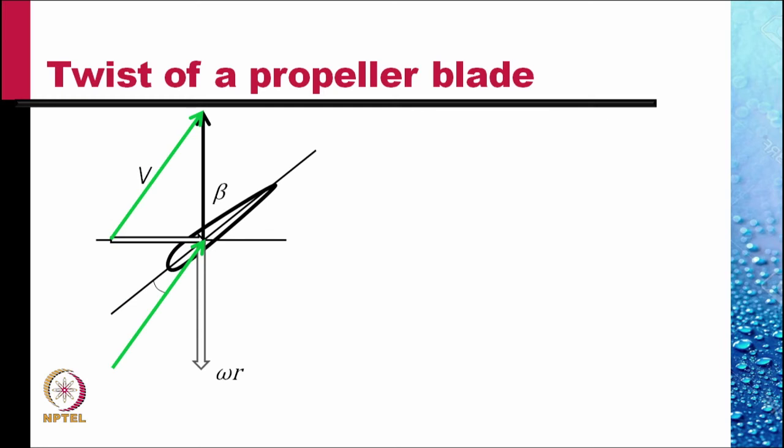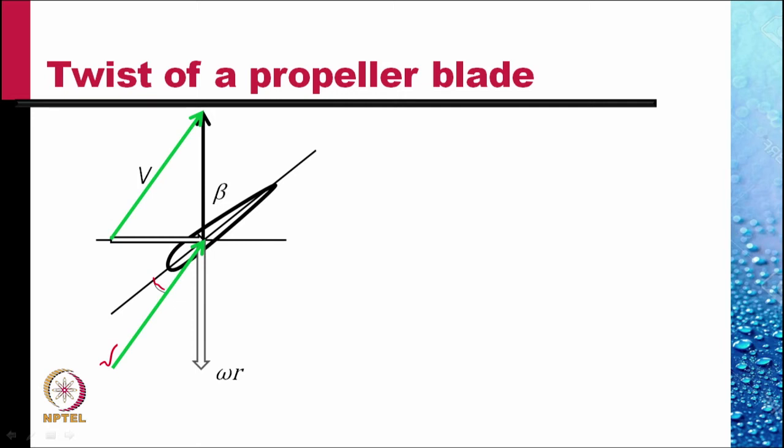We will establish here the need for twist on a propeller blade. Shown here is the relative speed of air with respect to the propeller, and this is shown by this green arrow. The angle that this velocity makes with the chord of the blade is the angle of attack given here.